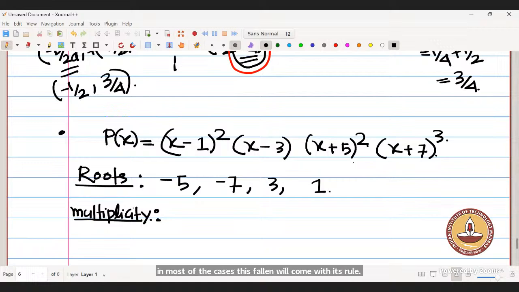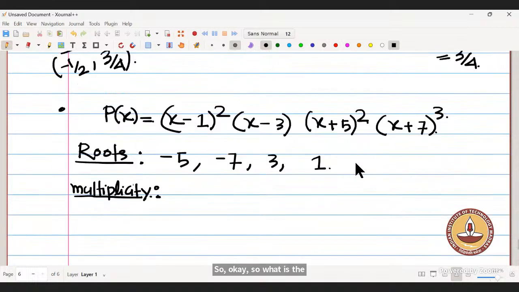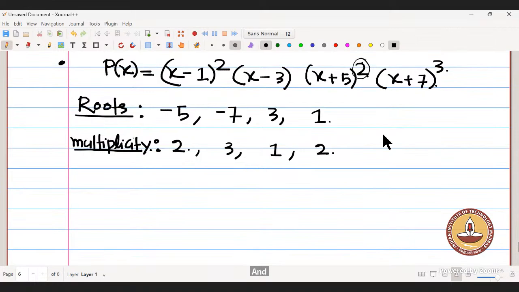So what is the multiplicity of minus 5? 2, right? Because as you can see, x plus 5 is appearing twice, so the multiplicity is 2. And what is the multiplicity of minus 7? 3. And the multiplicity is 1 for 3, 2 and 1. So this is the roots along with the multiplicity.